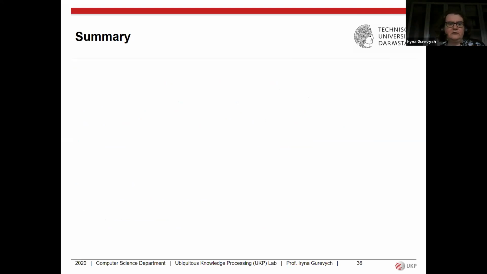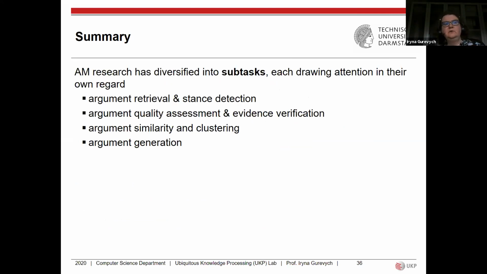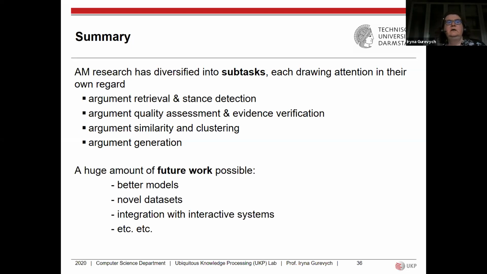In summary of my overall talk, the take-home messages could be as follows. Argument mining research has diversified into a set of subtasks, each drawing attention in their own regard. So the number of papers in this area of NLP is constantly increasing, and the types of work that you can find are about argument retrieval and stance detection, argument quality assessment and evidence verification, argument similarity and clustering, and argument generation. And there's a huge amount of future work possible, like constructing better models, proposing novel data sets, integration with interactive settings, and so on, so on.